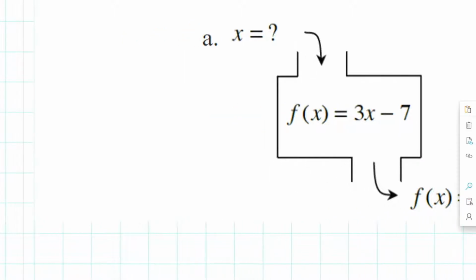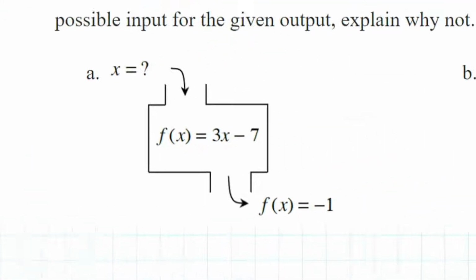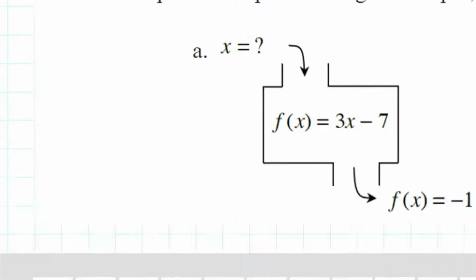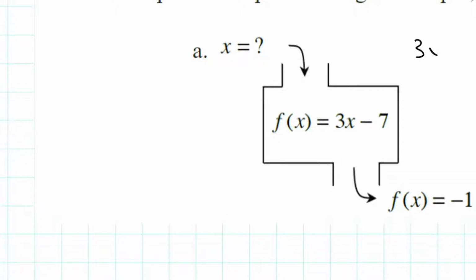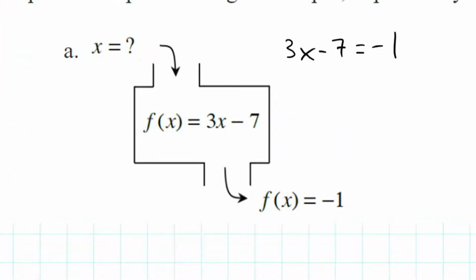A technique that works well for me, and your mileage may vary, is to take the rule for the function, which is 3x minus 7, and set that equal to my desired output of -1. And I solve for x, right? Solving for x would mean adding 7 to both sides. So that would give me that 3x is +6, and dividing both sides by 3, x is 2.